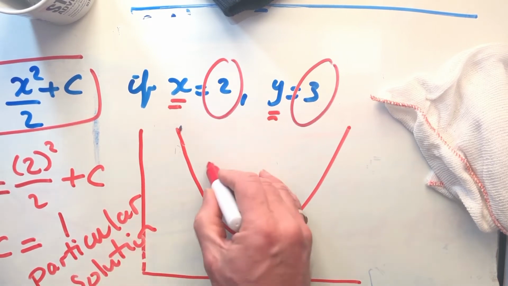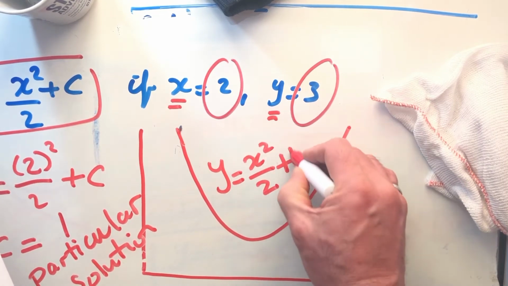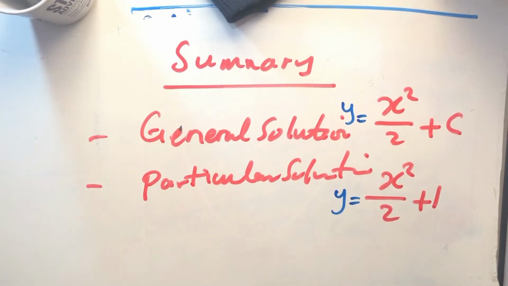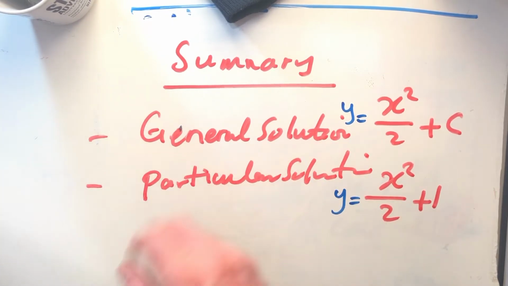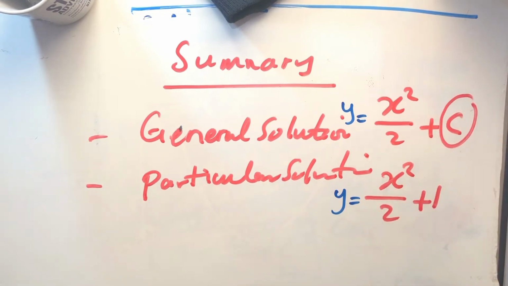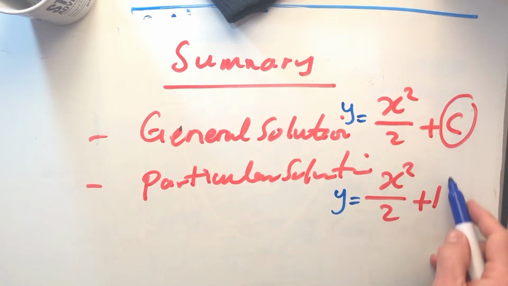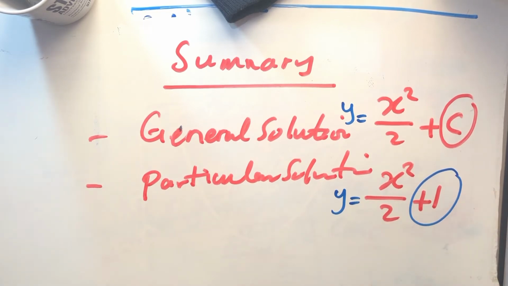And in this case, it's going to be y equal to x squared divided by 2 plus 1. So to summarize, we've got two types of solution: general solution and a particular solution. The general solution, if we have a constant of integration, you're going to have a family of solutions. The particular solution is when you don't have a constant of integration, so you actually have a known value.